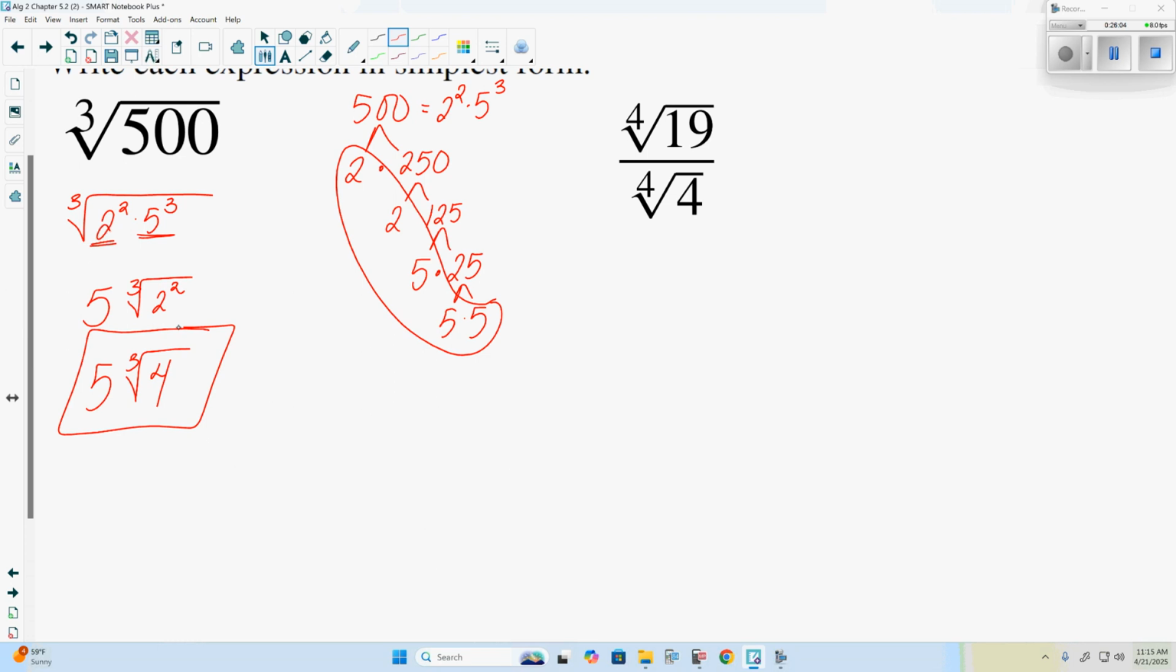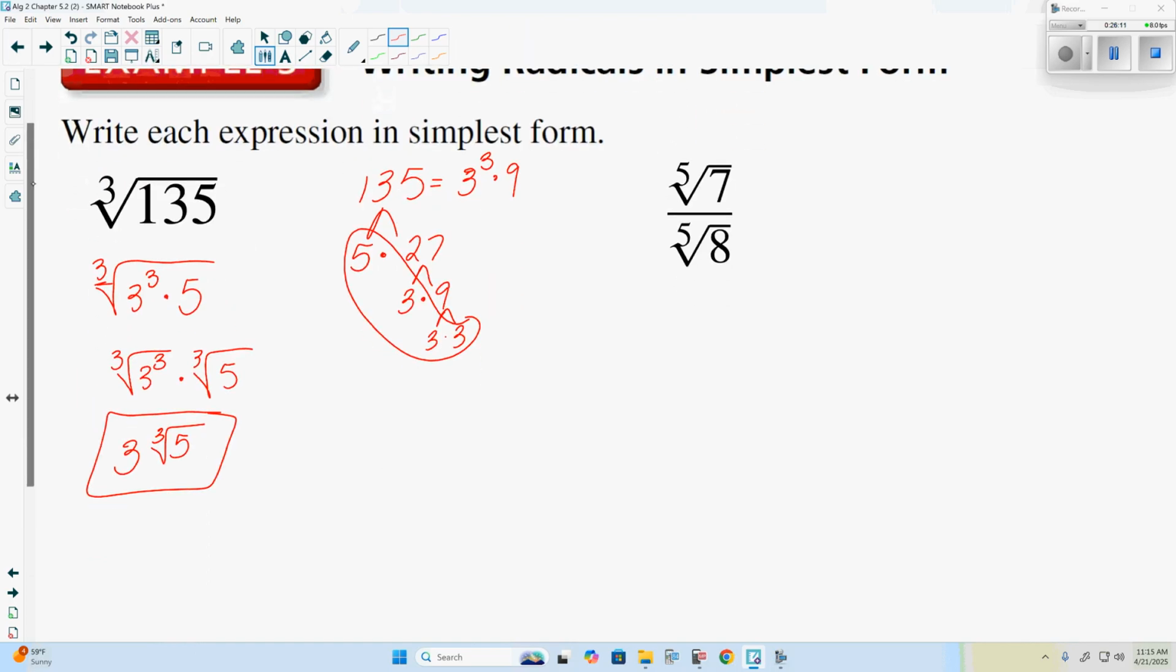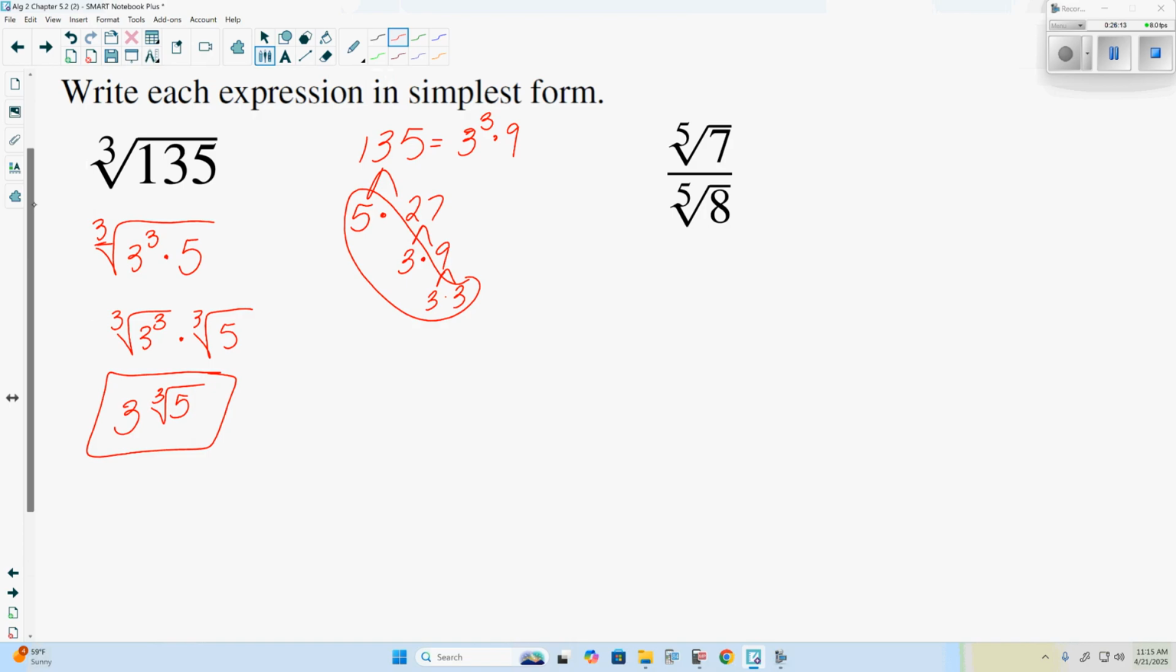Any questions on this so far? So again, this is all about simplifying those perfect square terms that we can take out. So let's go back to this one here.